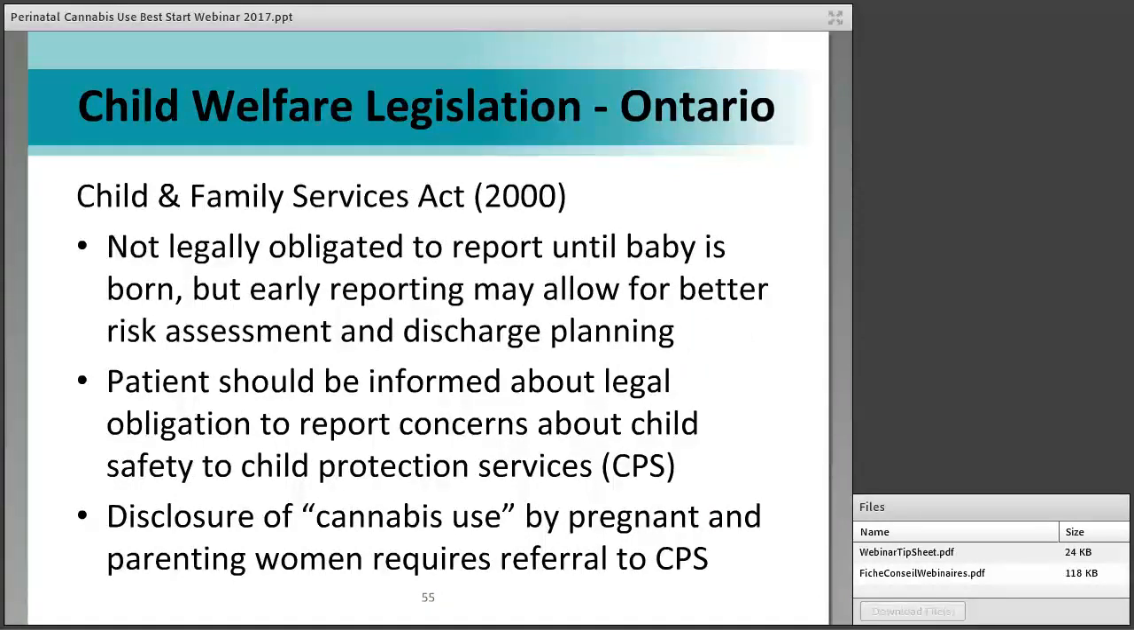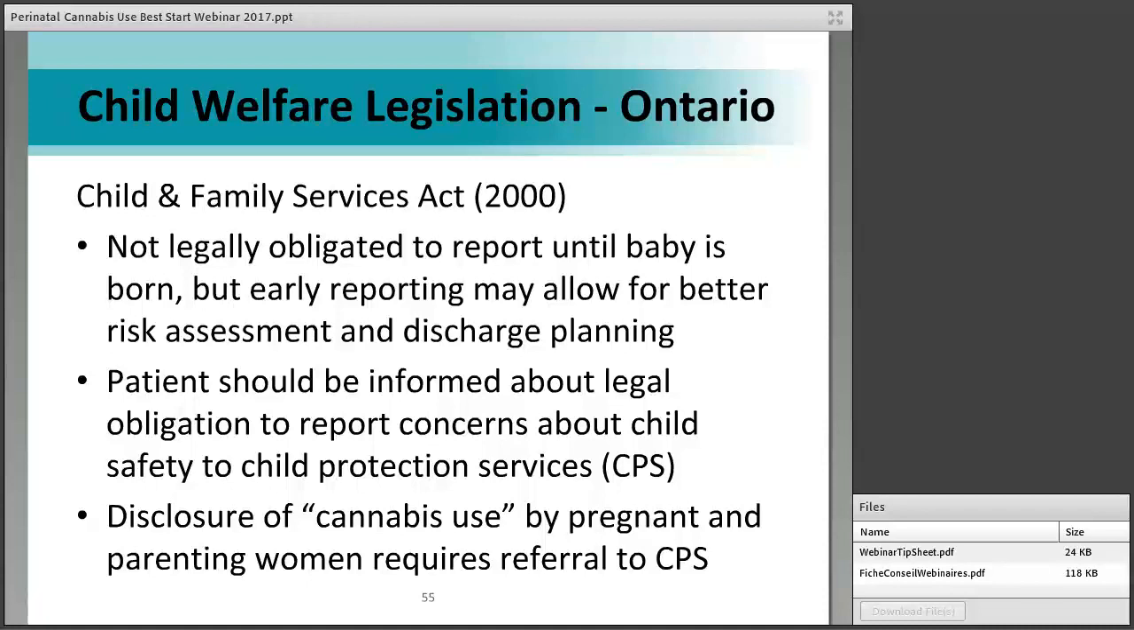And finally, I wanted to make a comment on child welfare and legislation because I think this is a big component of the work that we're doing. So based on the Child and Family Services Act, we're not legally obligated to report a baby until it's born. However, in our viewpoint, early reporting may allow for better risk assessment and discharge planning. And also, women should be aware at the current time that there is a legal obligation to report concerns about child safety to Child Protection Services.